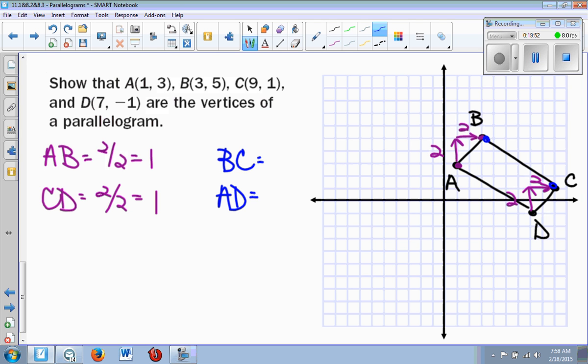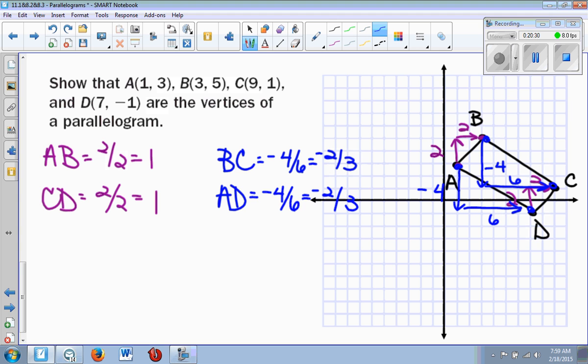To go from B to C, we have to go down 1, 2, 3, 4, and we have to go to the right 1, 2, 3, 4, 5, 6. So negative 4 over 6 is a slope of negative 2/3, which means that in order for AD to be parallel to BC, it has to have that same slope. So all we're going to do is count. We have to go down 1, 2, 3, 4, and we have to go to the right 6 spaces. So again, I get a slope of negative 4 over 6, which reduces to negative 2/3.